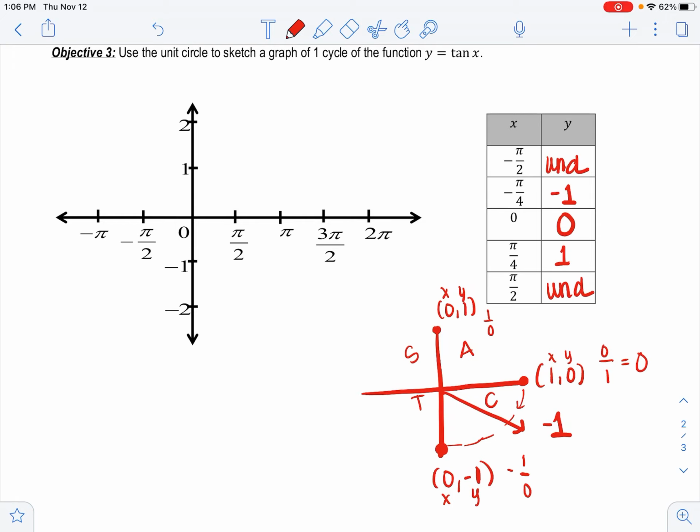So what we're going to do is graph what we have so far. At negative pi over 2, it's undefined. If it's undefined there, it's because we have an asymptote there. So we're going to draw a vertical asymptote at negative pi over 2. And while I'm here, I might as well draw one at pi over 2 also.